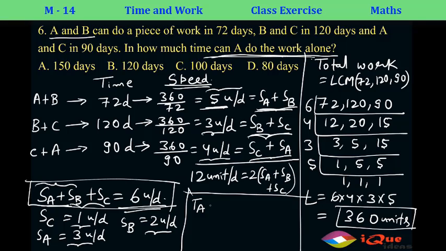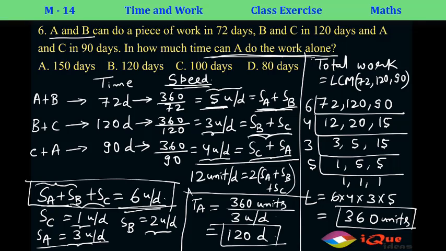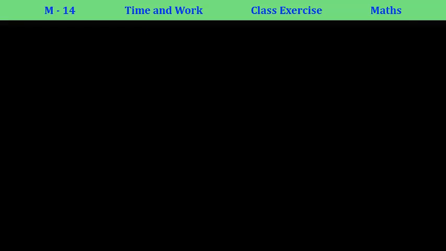What is asked here is how much time can A do the work alone? So time alone for A will be equal to total work, that is 360 units, divided by the speed of A. Now the speed of A is 3 units per day. So 360 by 3 is 120 days. That means A alone can do this work in 120 days. Hence B is the correct answer. Alright. Now let's go to the next question.